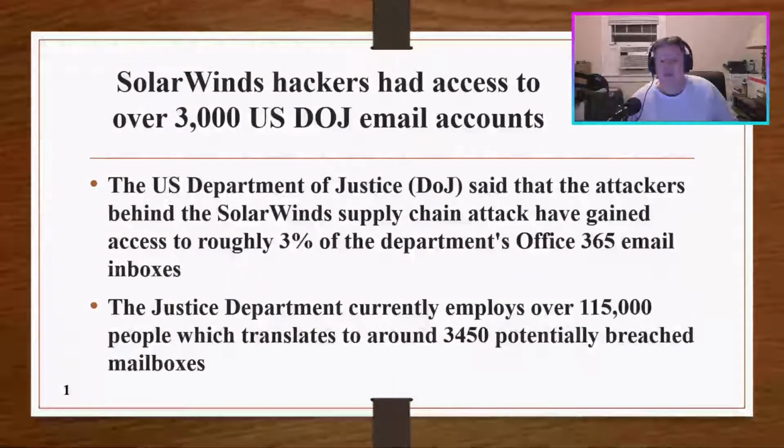The U.S. Department of Justice said that the attackers behind the SolarWinds supply chain attack have gained access to roughly 3% of the department's Office 365 email inboxes. The Justice Department currently employs over 115,000 people, which translates to around 3,450 potentially breached mailboxes.